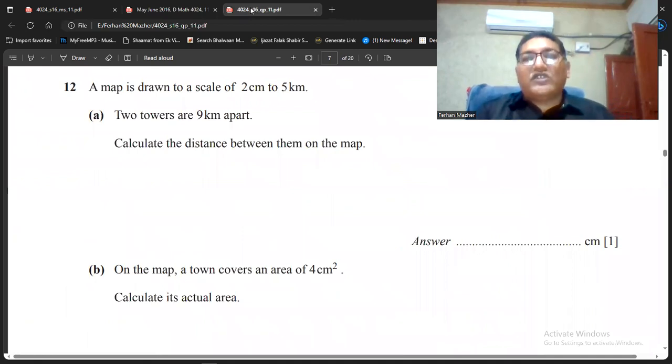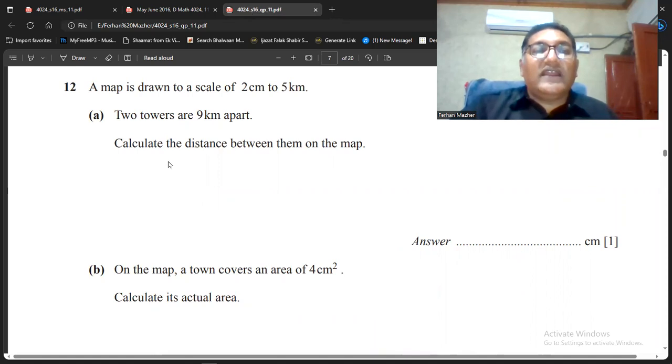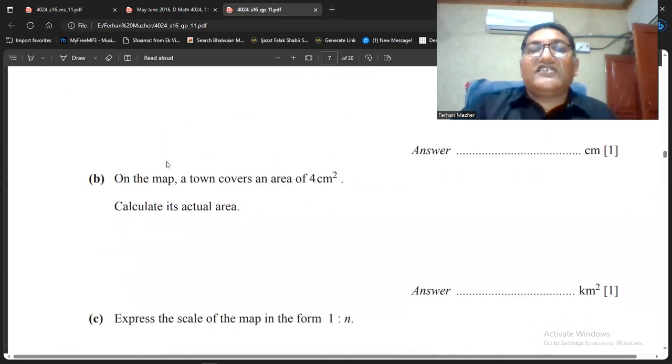Okay, we are going to the next question. Next question is question number 12. It's B part. It says, on the map, a town covers an area of 4 centimeters square. Calculate its actual area. It's a 1-mark question.